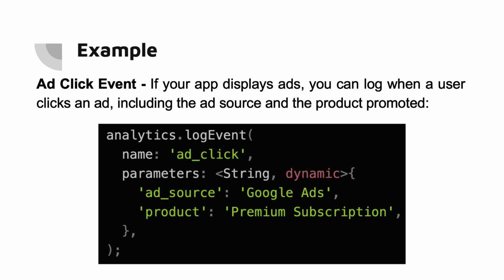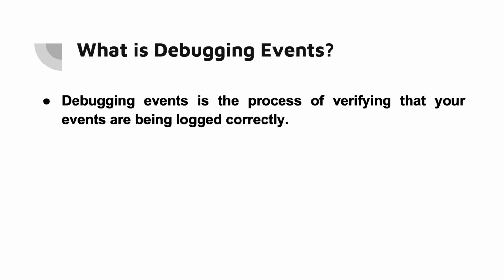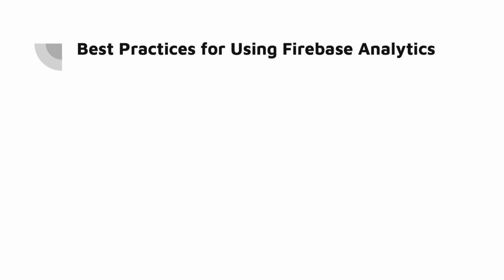This is an example. We have the name add click and we have parameters. What is debugging events? Debugging events is the process of verifying that your events are being logged correctly. It involves checking that the events you expect to see are indeed being sent to Firebase Analytics and that the associated parameters are correct.